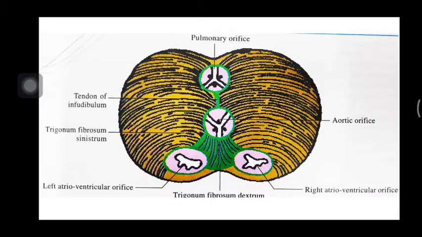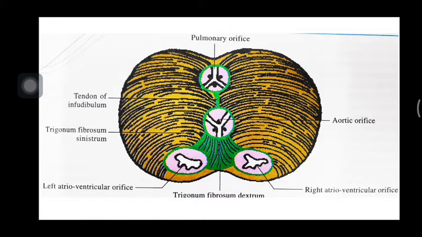We are going to see the fibrous skeleton of the heart. First, we will see the fibrous skeleton in a two-dimensional view, that's the older concept. Then we will see the structure of the skeleton in the three-dimensional concept. Okay, so this is the two-dimensional view of the fibrous skeleton.